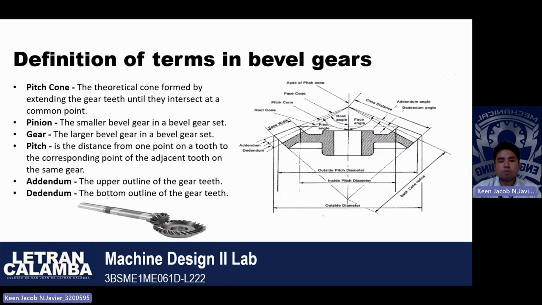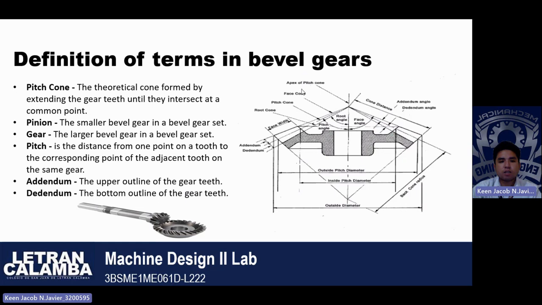For the definition of terms in the bevel gears, first is the pitch cone. It represents the idealized contact between the mating gears and is used to determine the gear size, position, and alignment. The next one is the pinion. It is the smaller bevel gear in the bevel gear set, usually the driver. Next is the gear, the larger bevel gear, usually the driven in the gear set.